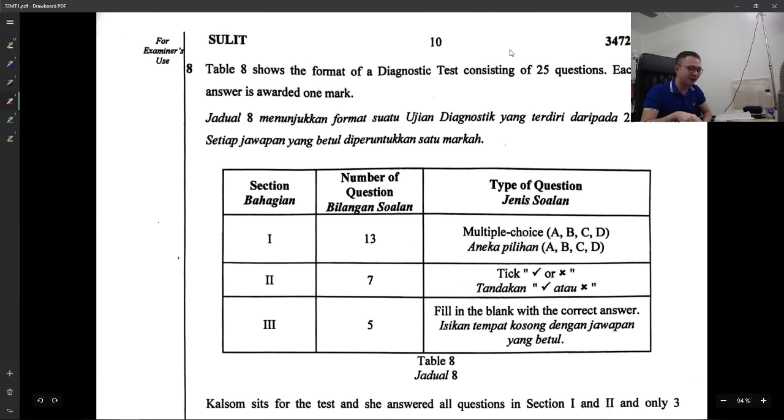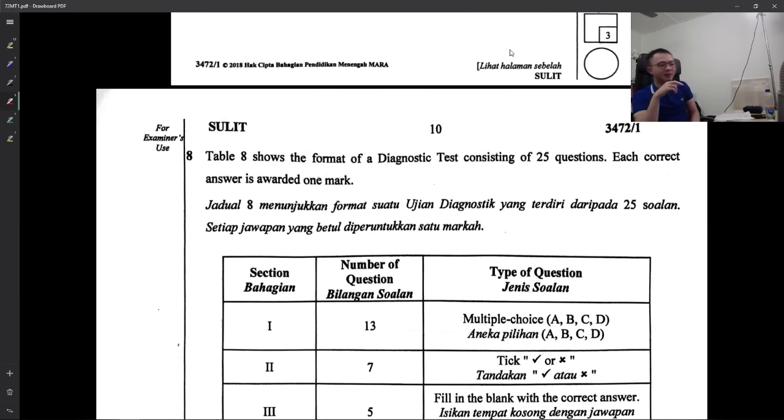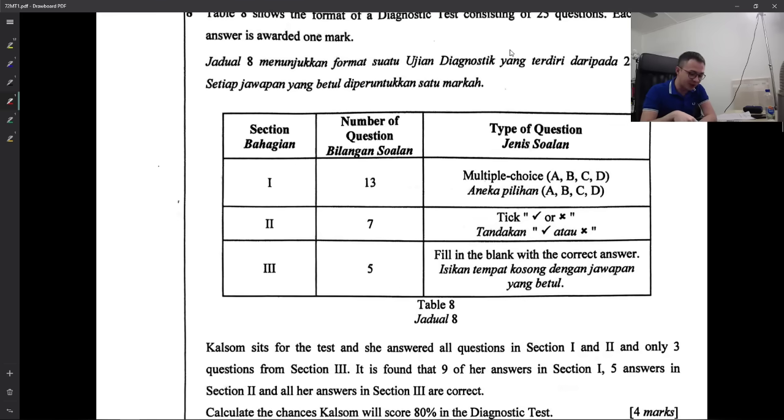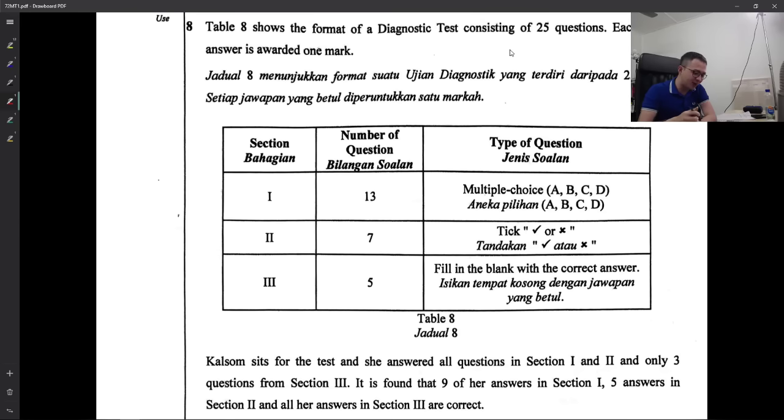Okay, come, let's have a look at this question. In this question, Table 8 shows the format of the diagnostic test. It consists of 25 questions. Each correct answer is awarded 1 mark. So each question will give you 1 mark. And then you have section A, section B, section C. For each section, you need to answer 13 questions, 7 questions, and 5 questions respectively. Section 1 is multiple choice questions: A, B, C, D, for you to choose one. One of the answers is correct.